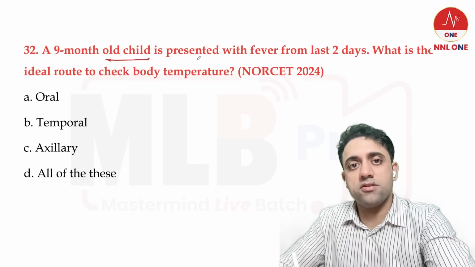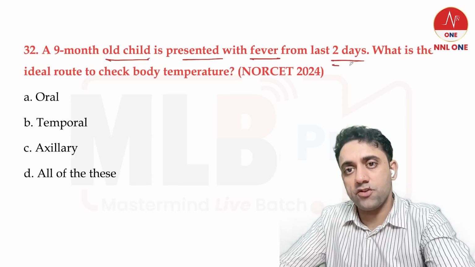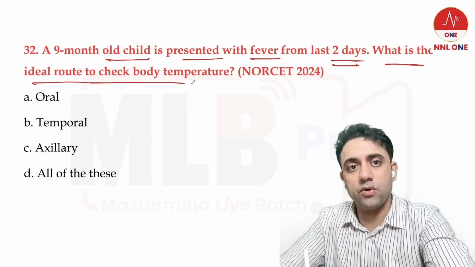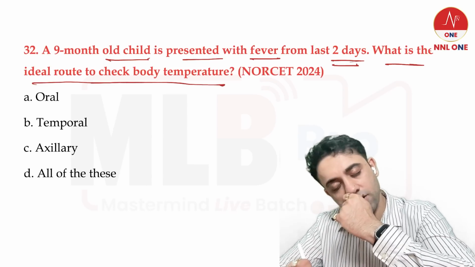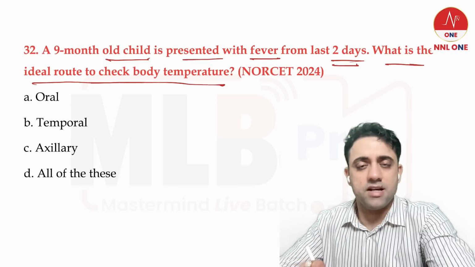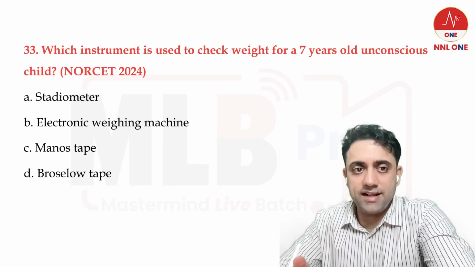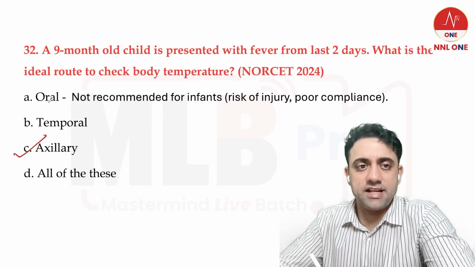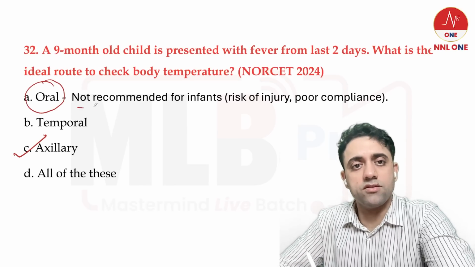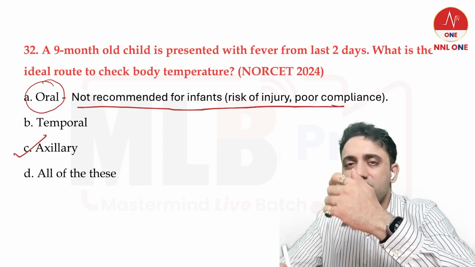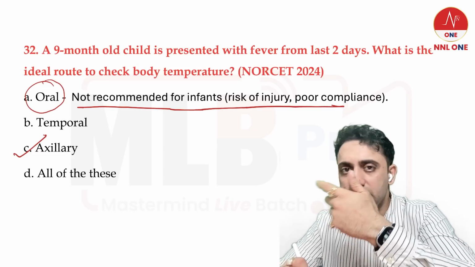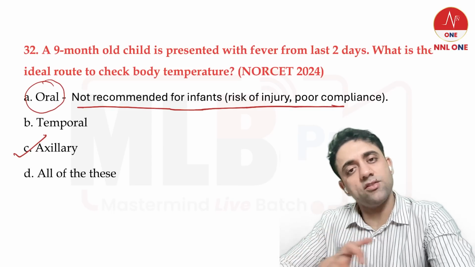A 9-month-old child came with fever from last 2 days. What is the ideal route to check the body temperature? Nice question. Simply at your house, what do we do? We all check the axillary temperature. Axillary is nice. Why not oral? Because it is not recommended: injury, poor compliance, hygiene issues. Axilla is always the best.